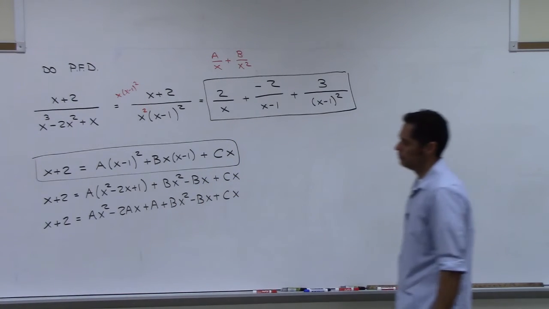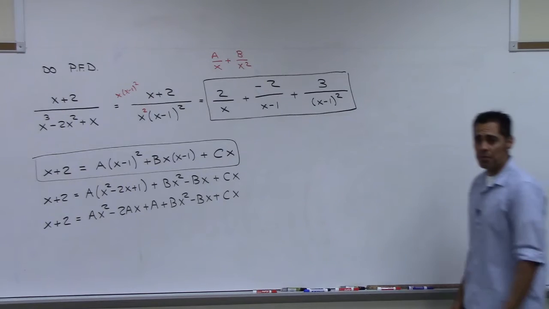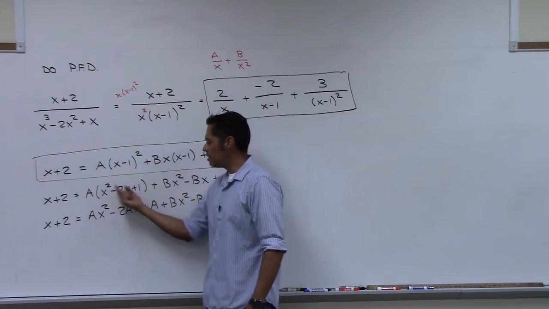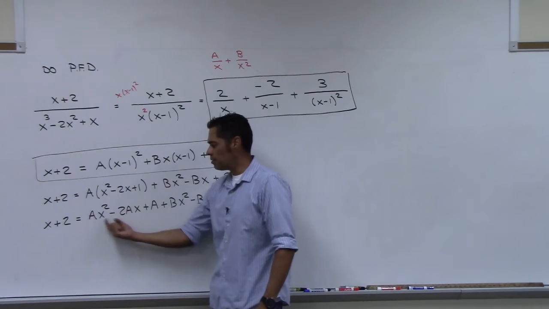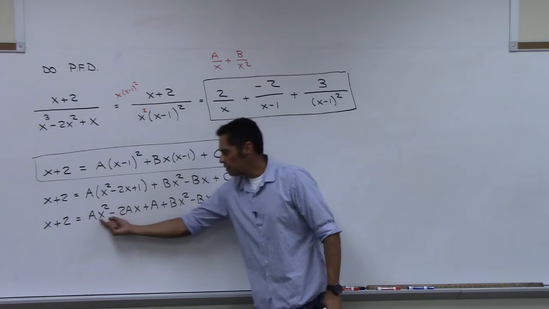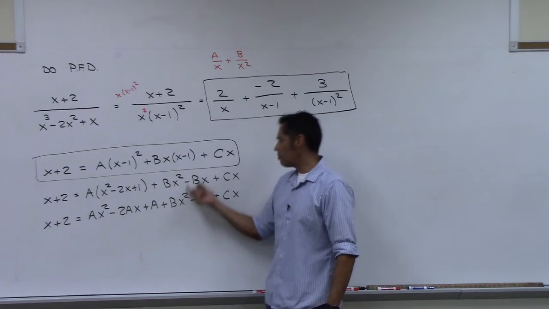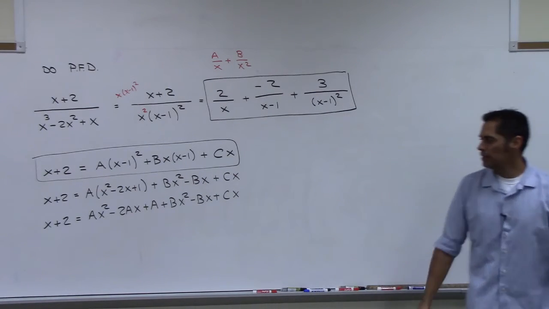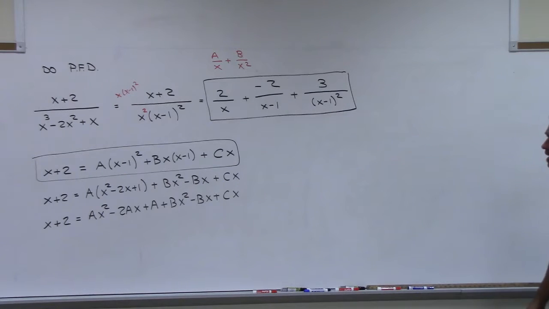Okay. So now I distributed the a through that parentheses here. So ax squared plus 2ax plus a. See those three terms? These three. And then I have the bx squared minus bx plus cx. All right. Next step.